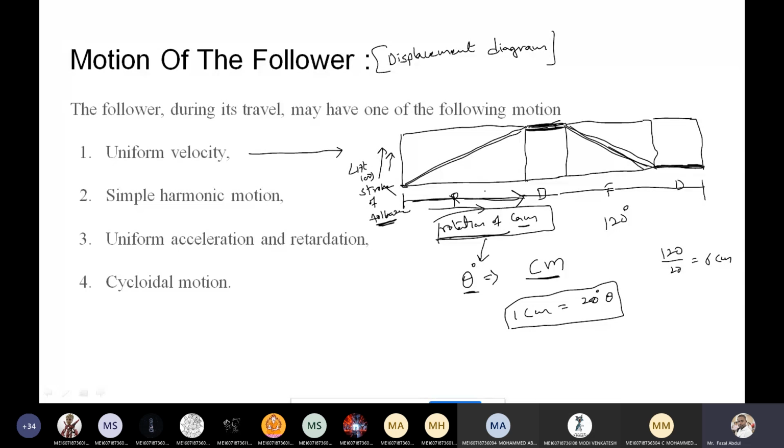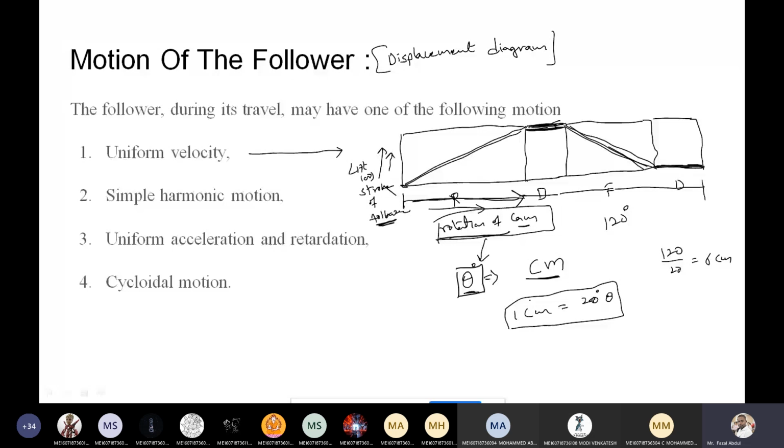But in the question, the cam rotation value is given in terms of degrees. Cam rotation is 120 degrees, or 90 degrees, or 45 degrees. So the question is how to draw degrees as a straight line. Straight line means centimeters. In some textbooks, 1 centimeter is considered as 30 degrees; in some textbooks, 1 centimeter is considered as 45 degrees.